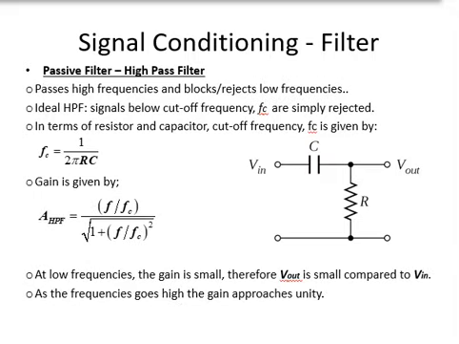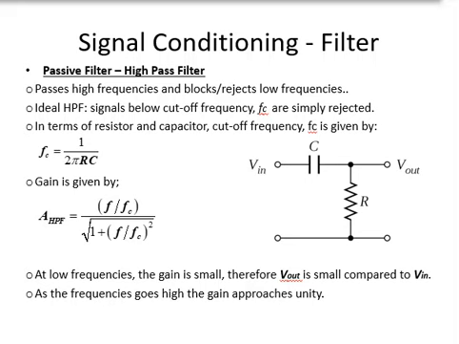Passive filter, high-pass filter. It passes high frequencies and blocks and rejects low frequencies. For either high-pass filter, signals below the cut-off frequency Fc are simply rejected. In terms of resistor and capacitor, the cut-off frequency Fc is given by Fc equals 1 over 2 pi RC, and the gain is given by A equals F over Fc over the square root of 1 plus (F over Fc) squared.